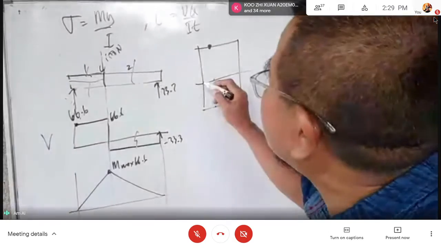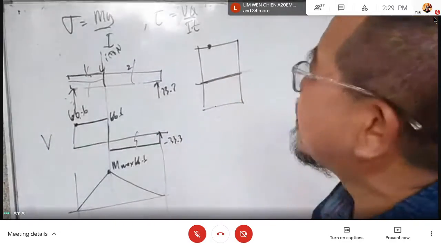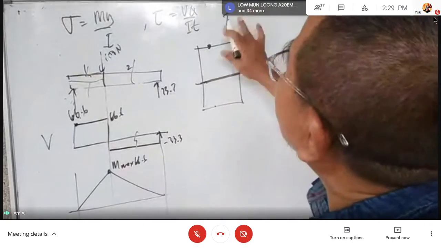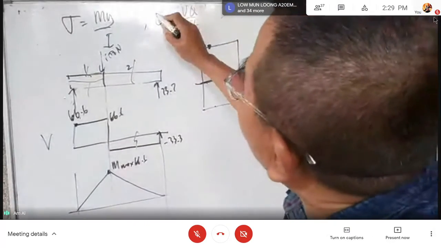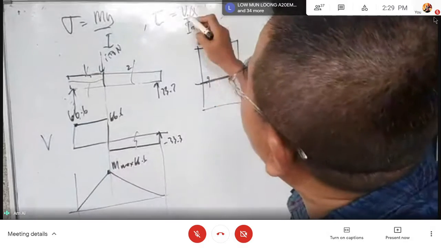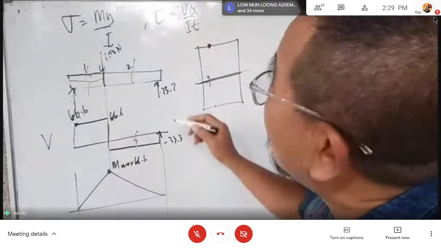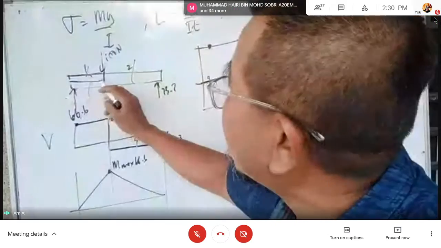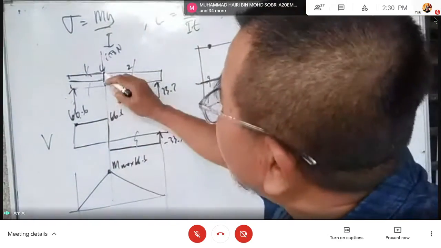So the highest tau is here, by the highest V. The tau is equal to VQ over It. So tau max there must be V max, Q max over It. So here and here. The other one is only here.